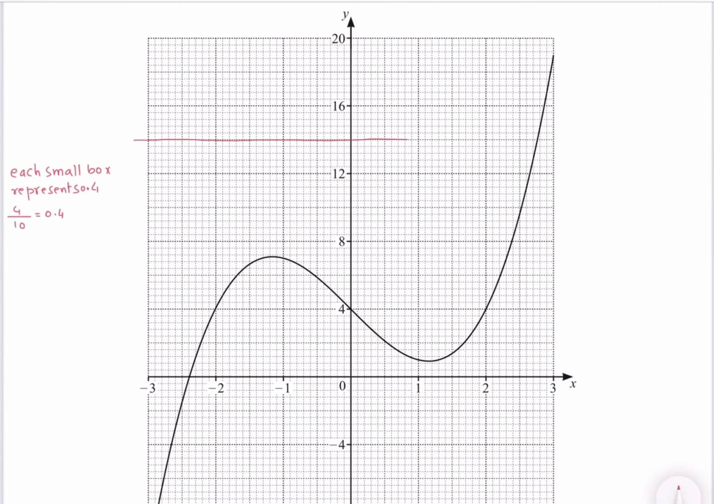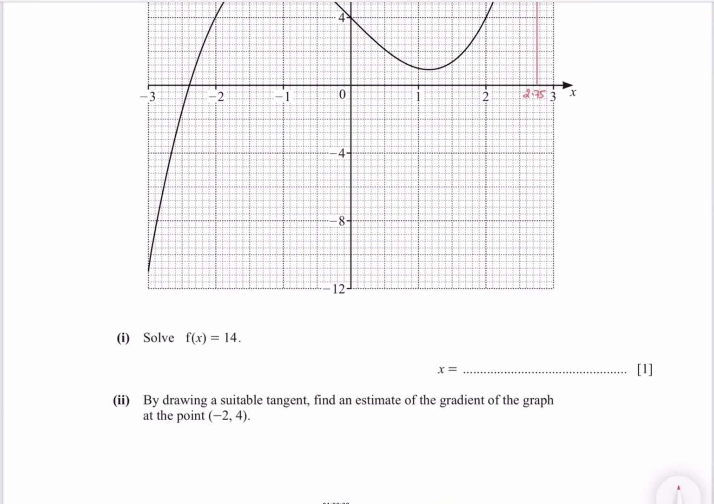So here, this line is 14. We can write f of x is equal to 14 here. And it crosses the curve. We can find its x coordinate, which is 2.565, we can say.